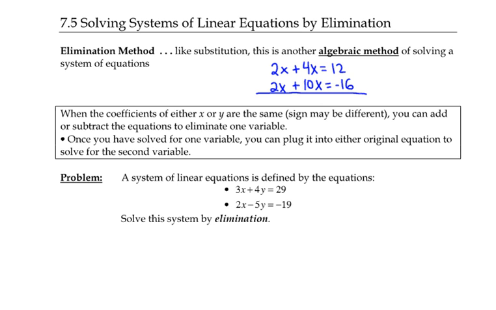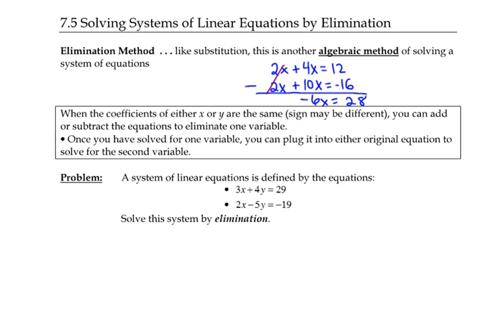Would I add these equations together or subtract them? If the signs are the same, we're going to subtract, because then 2 minus 2, what would that equal? 0. Our x would cancel out. And then 4 minus 10, negative 6. 12 minus a negative 16. What happens if we subtract a negative? We're going to add. So it becomes a positive. 12 minus a negative 16 is 12 plus 16, so it becomes 28. And then divide both sides by negative 6, and we get our x.